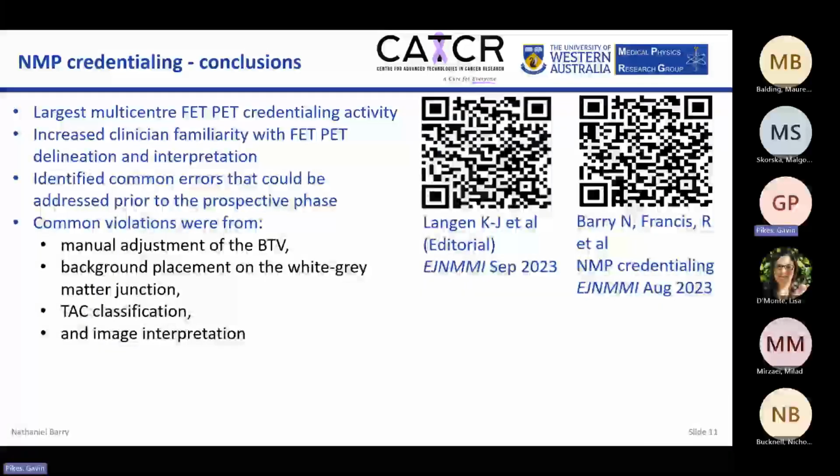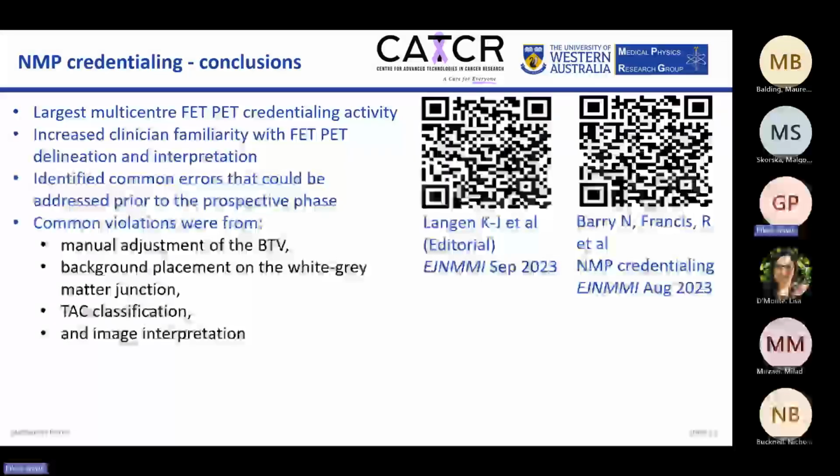So to conclude, this was the largest multi-center credentialing activity that had been conducted in the world, and importantly increased clinician familiarity with FET-PET delineation interpretation and allowed us to identify common errors prior to the prospective phase of the clinical trial. And this was published in EJNMI, and shortly after received a positive editorial from a group in Jülich, Germany, which has the most experience with using FET-PET.